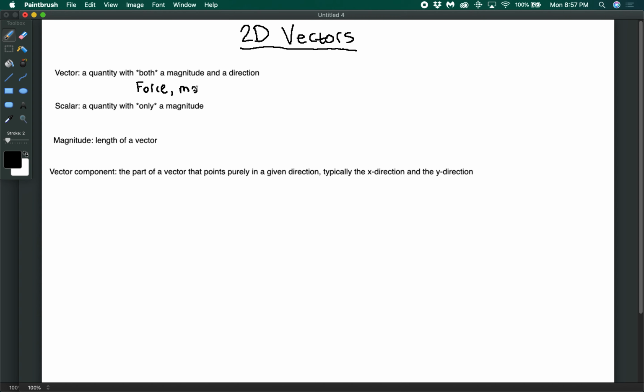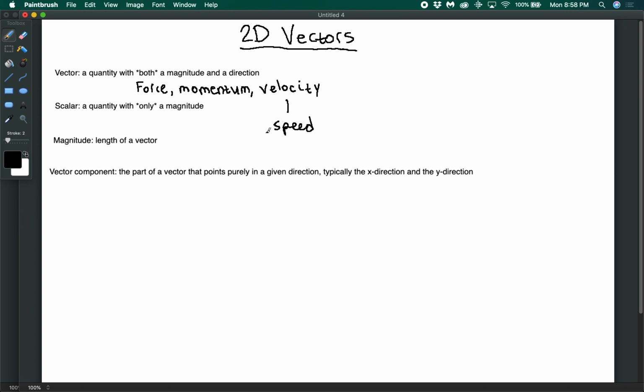Force, momentum is another one. Another one people mess up a lot is velocity is a vector. So velocity is what I just said, 10 miles per hour north, and that's as opposed to speed, where speed is just 10 miles per hour. You only care how fast, not in what direction.